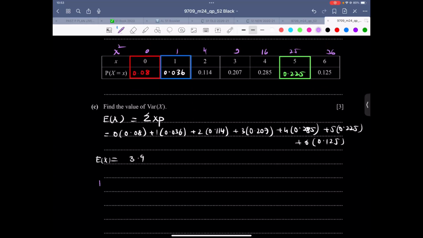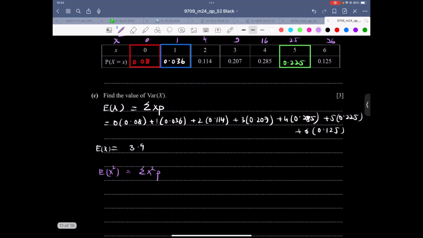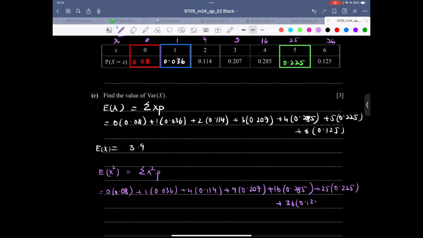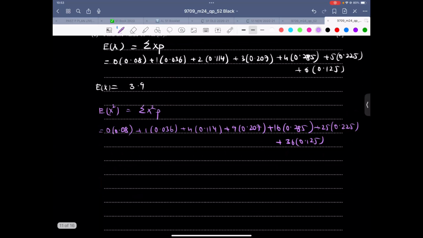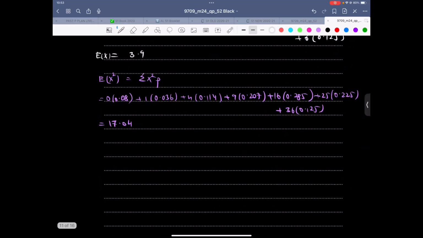Now let me apply the formula for expectation of x squared, that is sigma x squared p. So again, 0 into 0.08 and 1 into 0.036 and 4 into 0.114, 9 into 0.207, 16 into 0.285, 25 into 0.225, and 36 into 0.125. Again, we have to use a calculator. This comes out to be 17.04. So just double check my working.